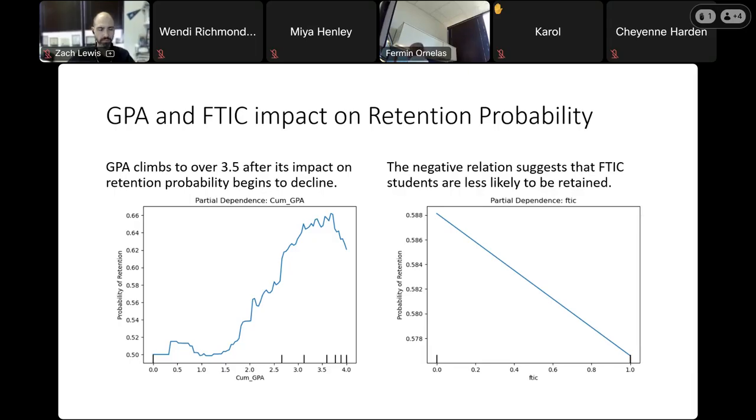So, and that also agrees with what has been reported in the literature.